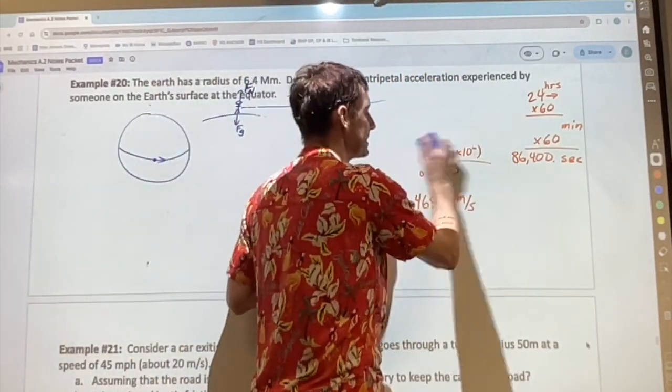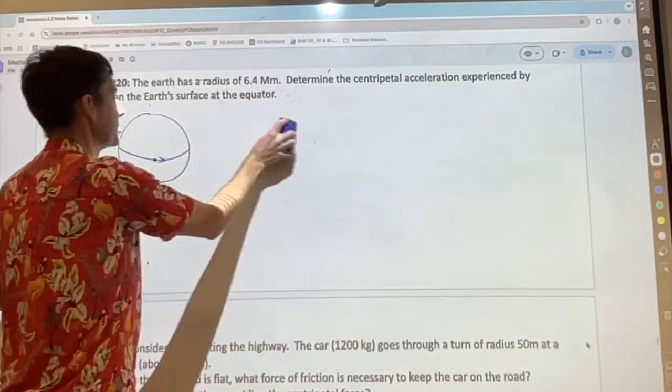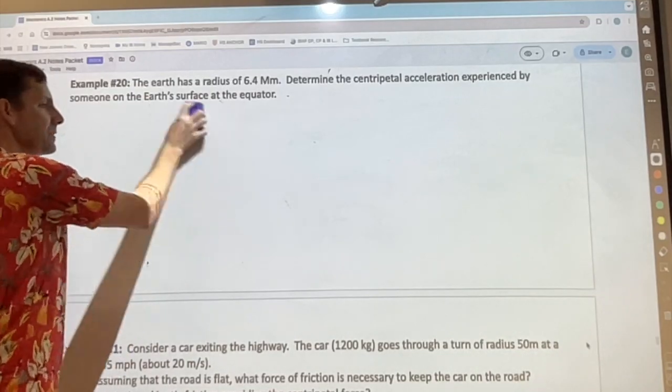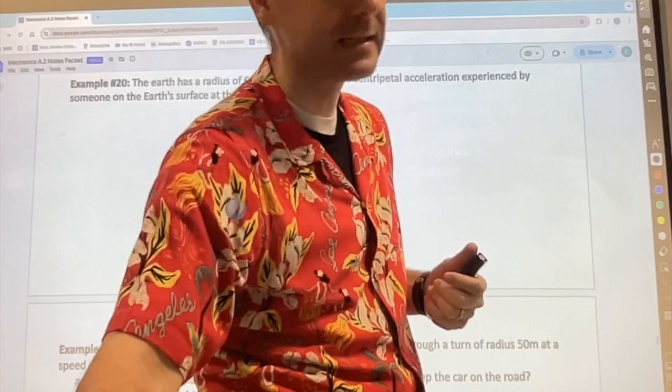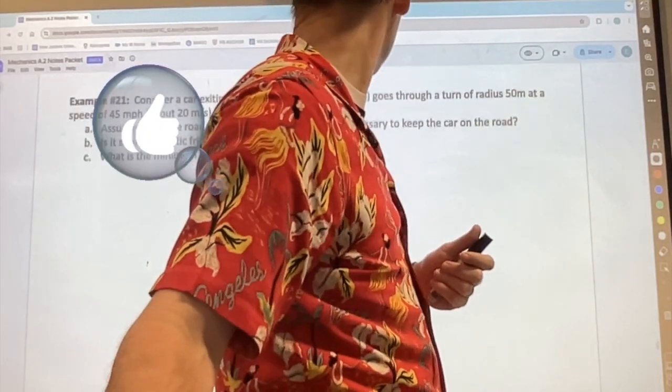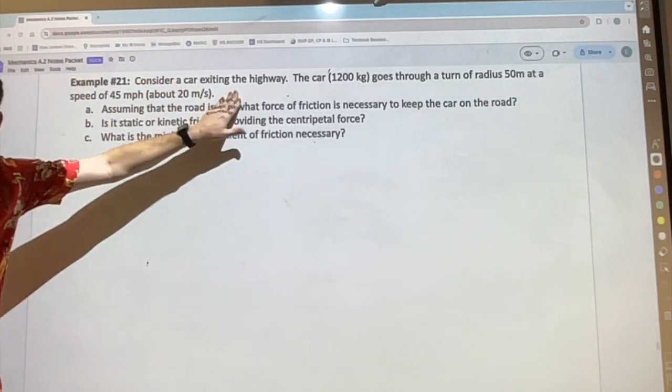And I want you to see, this is a very typical type of question. Not necessarily because of the topic, but because it combines several different ideas of what we've done before. Okay? So we have a car that is exiting the highway.